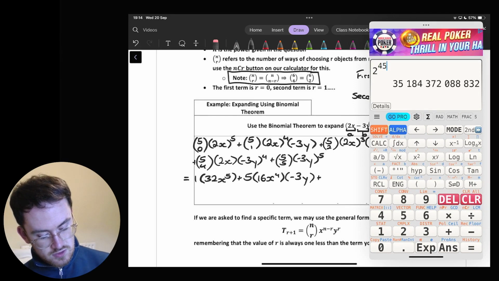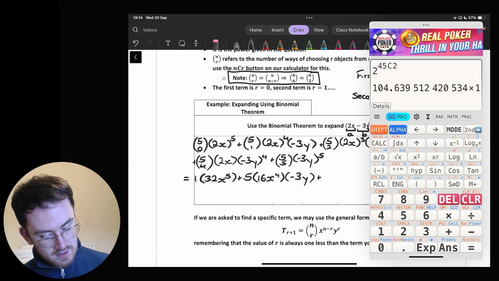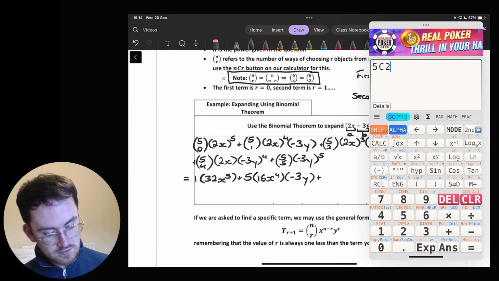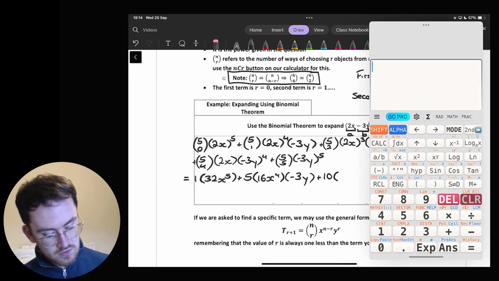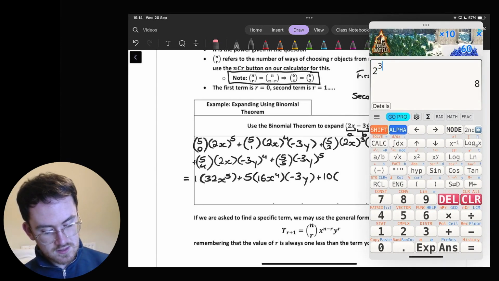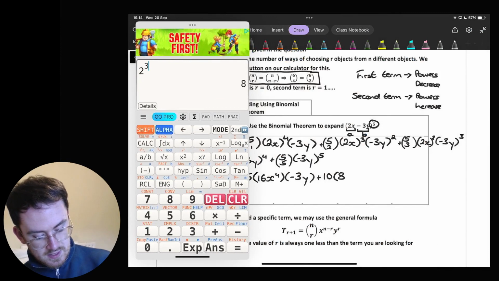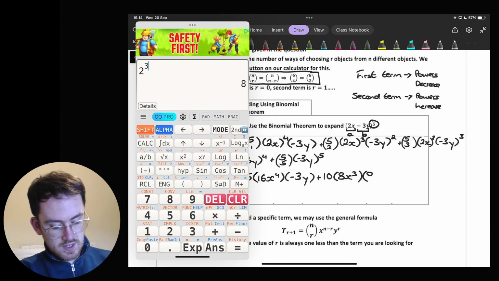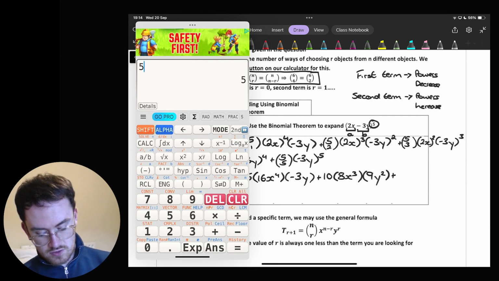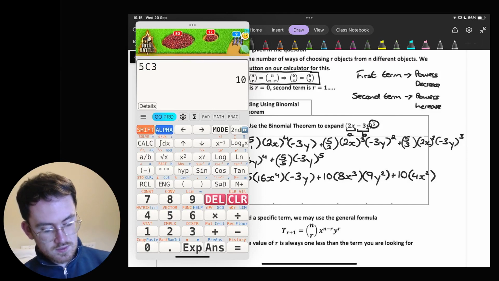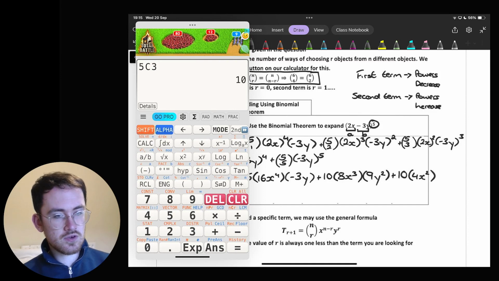Then we go 5 choose 2, let's just make sure I've cleared that first. 5 choose 2 gives me 10. I'm going to get 2x to the power of 3, so 2 to the power of 3 is of course 8. So I get 8x cubed, and minus 3y all squared will give me 9y squared. Then we have 5 choose 3, that gives me 10. 2x squared gives me 4x squared, so 2x all squared gives me 4x squared.